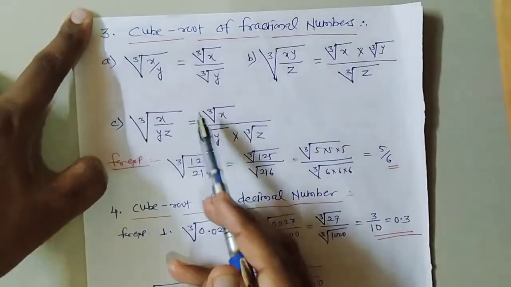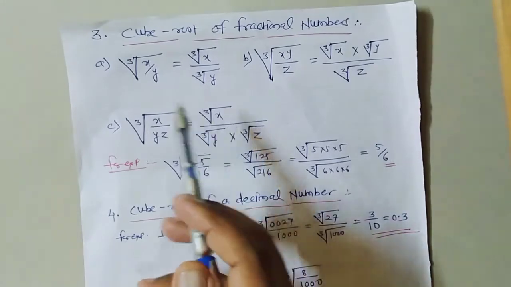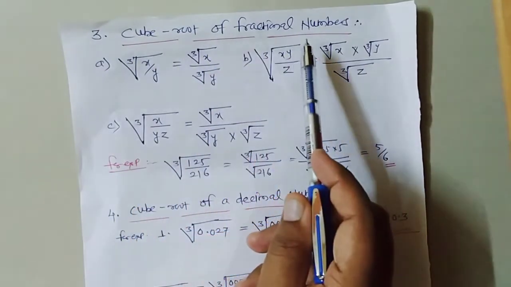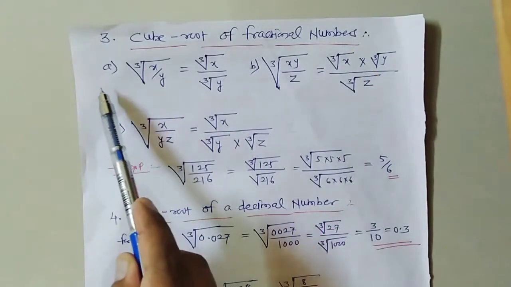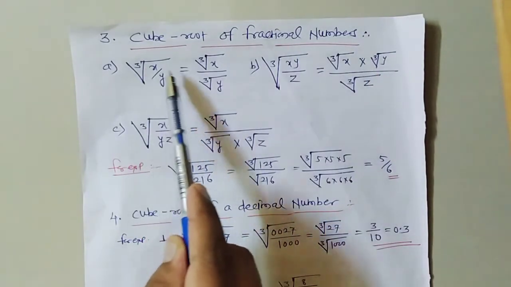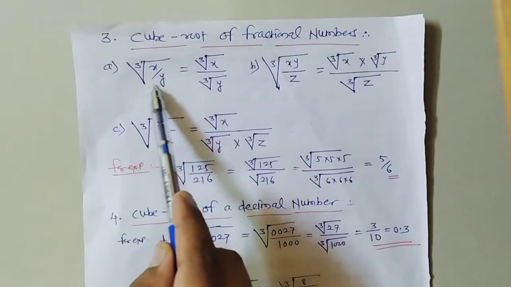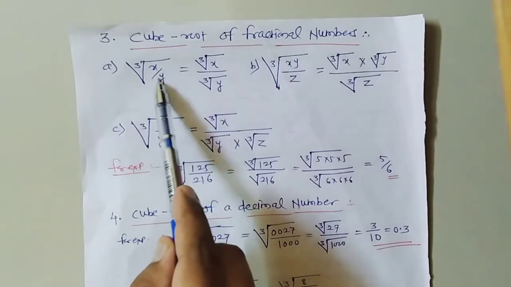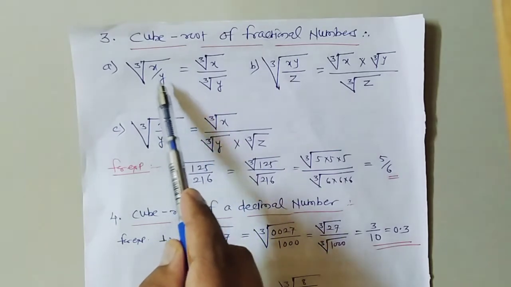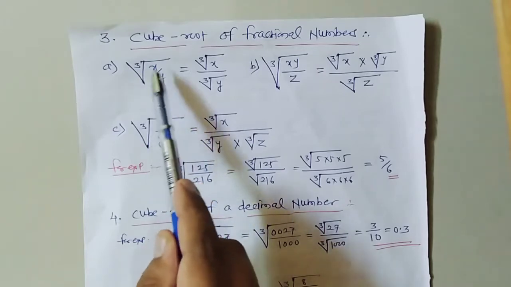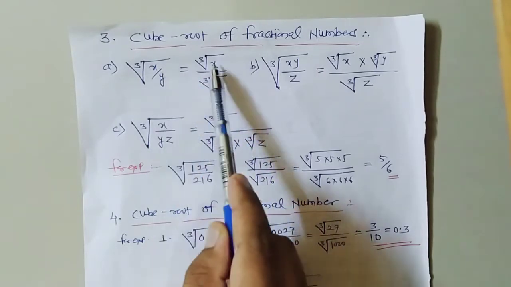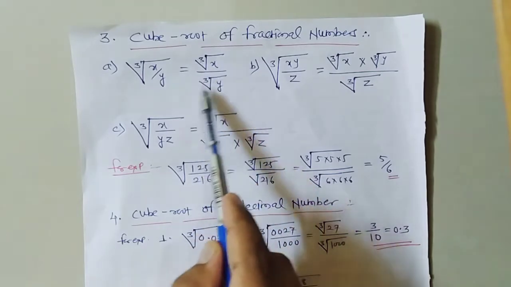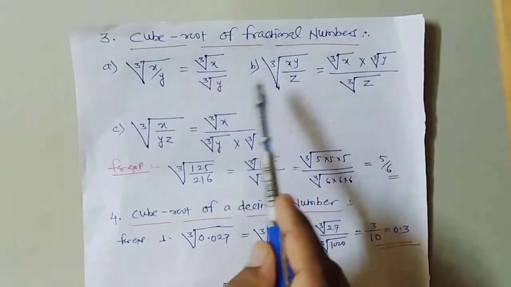Third, cube root of fractional numbers. First, cube root of x divided by y. See, the fraction x divided by y. So the cube root of that fractional number, we can write, which is equal to, in the numerator separately cube root of x divided by cube root of y.